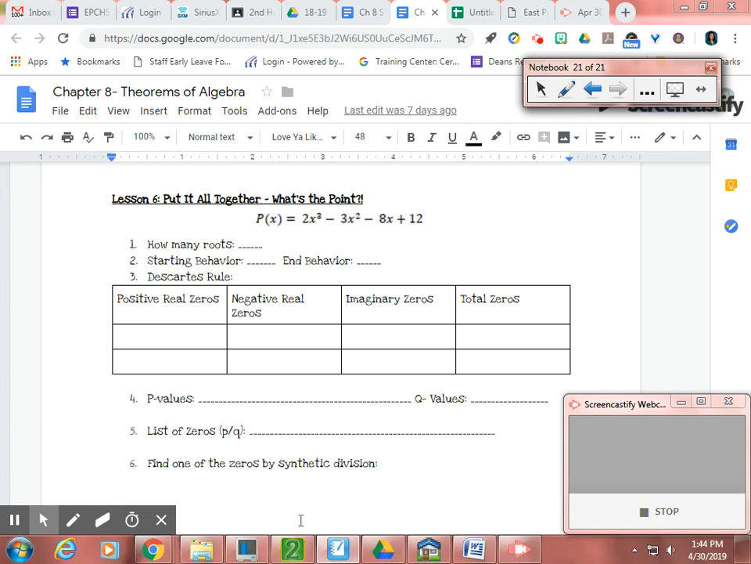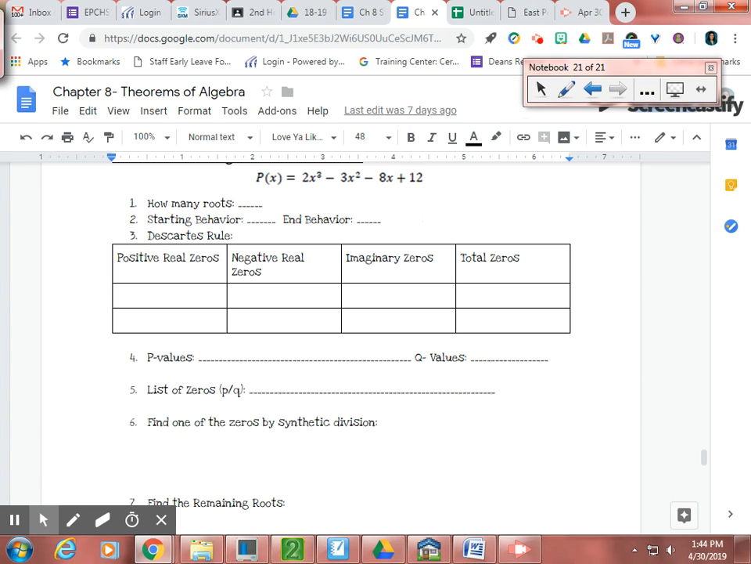Putting it all together is one of my favorite lessons because it literally takes everything we've been doing this whole semester and just puts it into one. So starting off, how many roots will this have? Well, it's based on your highest exponent, so it's going to have 3.